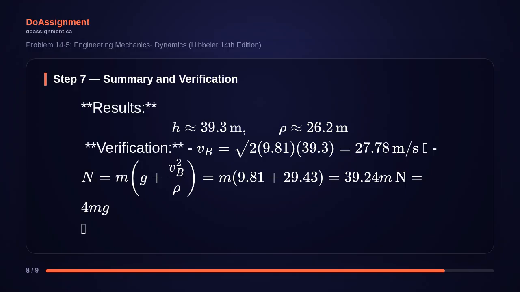In summary, the required height h is approximately 39.3 meters, and the minimum radius of curvature at B is approximately 26.2 meters. Back substitution confirms that the speed at B is 27.78 meters per second, and the normal force equals exactly 4 mg, satisfying both conditions.